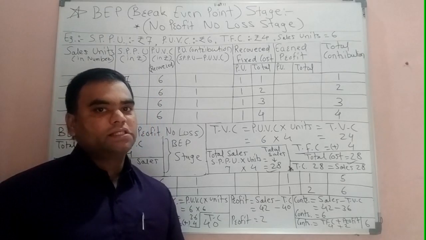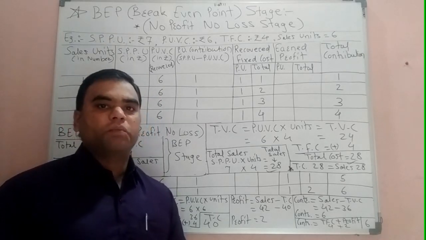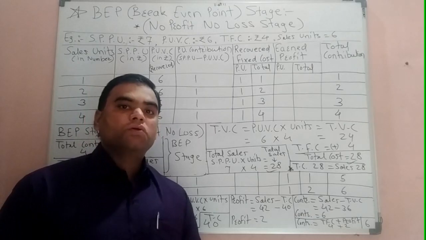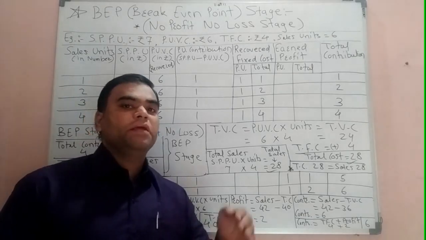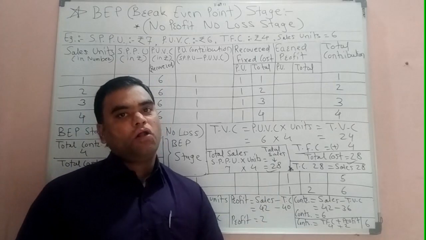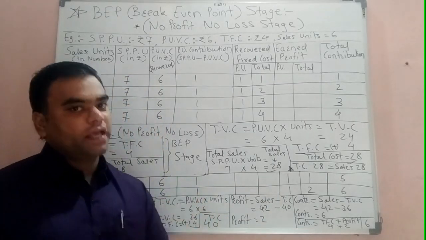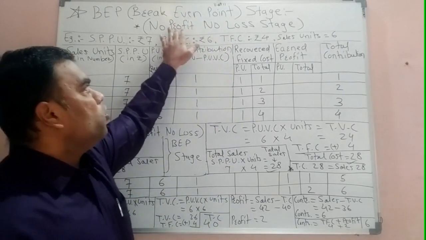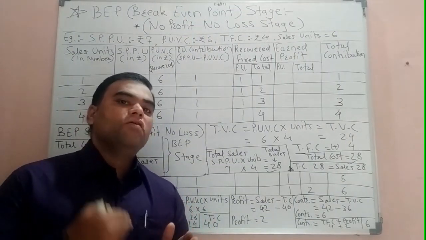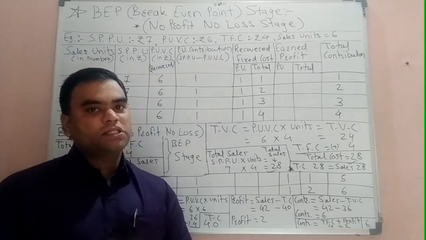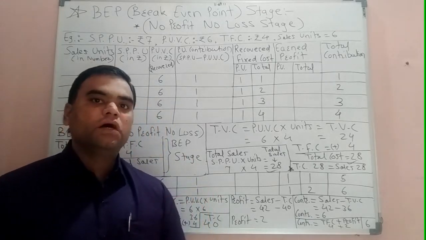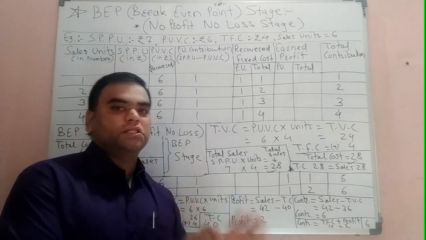For example, suppose our sales is rupees 10 and the cost of that sales is also rupees 10. Cost 10, sales 10. Is there any profit? No. Is there any loss? No. So that point of sale is known as BEP sale or break-even point stage. In short, we can say break-even stage means no profit, no loss stage. BEP stage means the point of sale when our total cost and total sales are exactly the same.